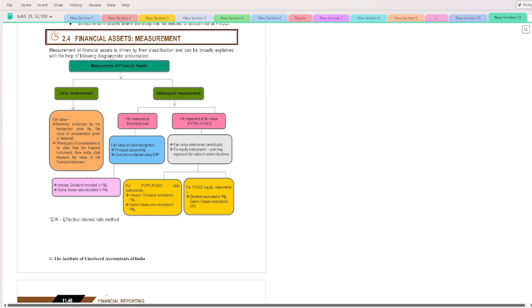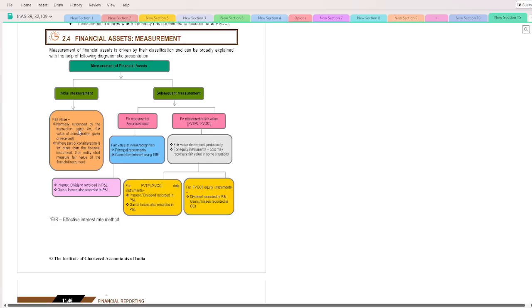Measurement of the financial asset is driven by their classification and can be broadly explained with the help of the following diagrammatic presentation. This is the same thing we have done in part two, so this is a repetitive one. I will just quickly go through it. In the initial measurement, what I've told you is that you will be recording the financial asset at the fair value.